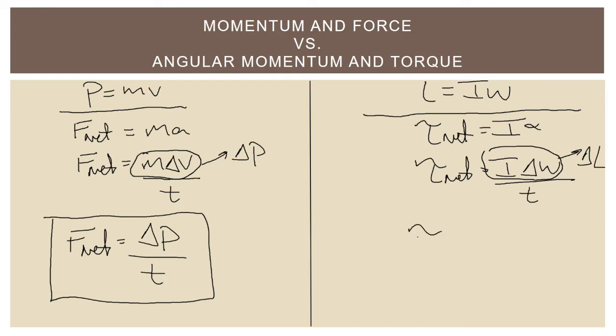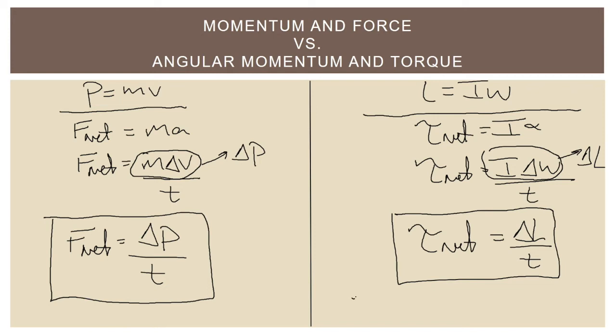And so that means we can write our equation here as the net torque equals delta L over time. The torque is equal to the change in angular momentum over time. The torque is the angular momentum's rate of change. Now, we'll write that in more detail on subsequent slides, but take a second to pause this video and write that down. And when you hit play, we'll move on.